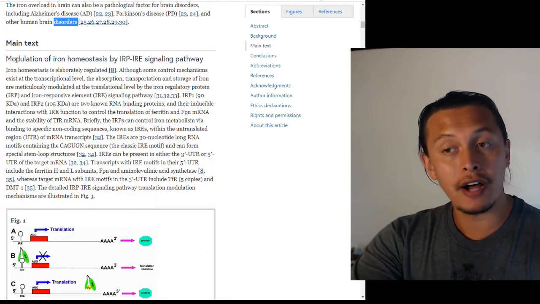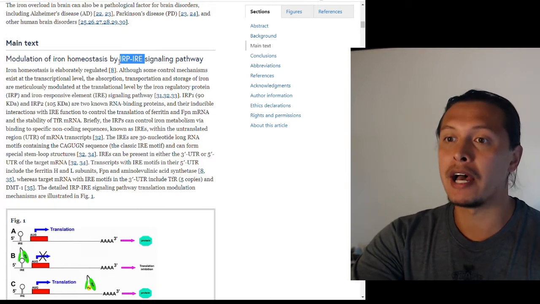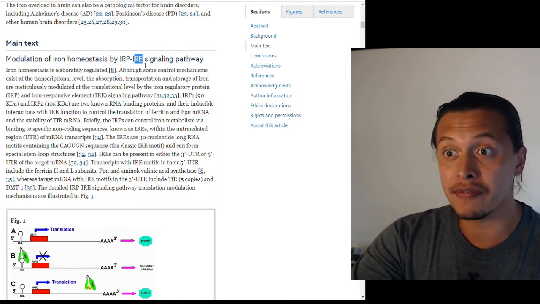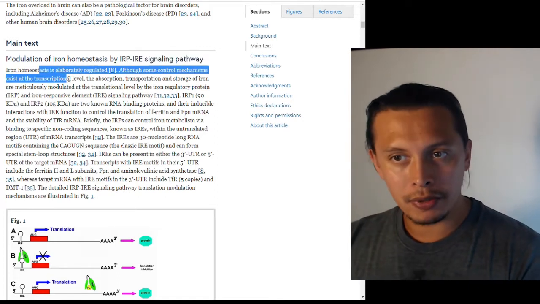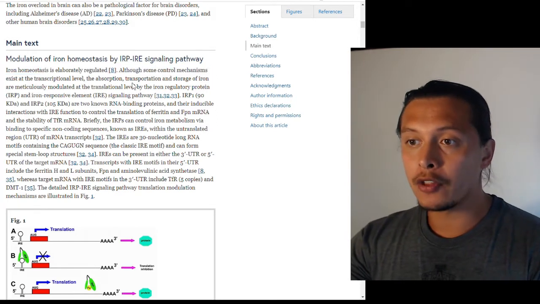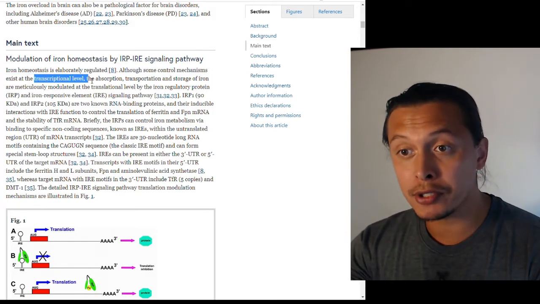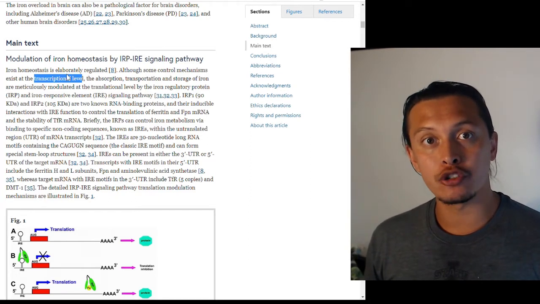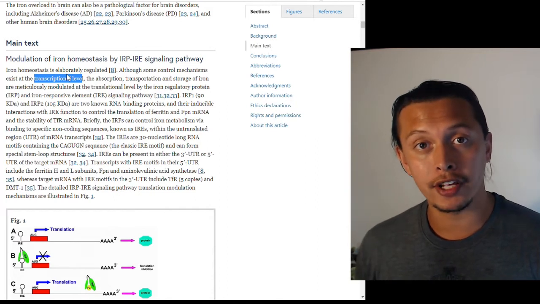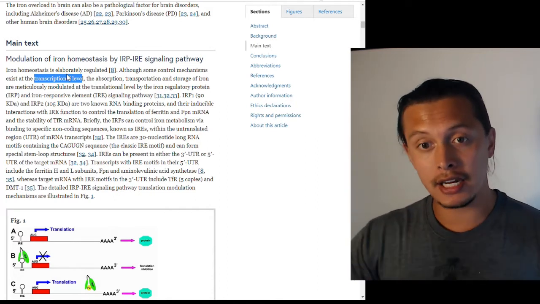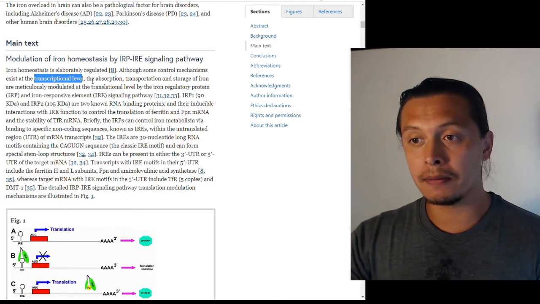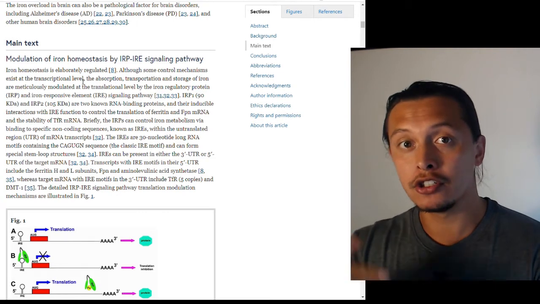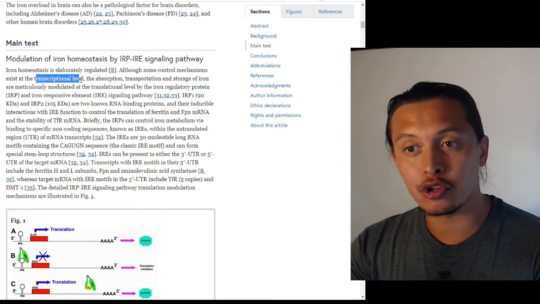Anyways, modulation of iron homeostasis in the IRP-IRE signaling pathway. So this is the iron regulatory protein and the iron responsive element signaling pathways. Iron homeostasis is elaborately regulated, although some control mechanisms exist at the transcriptional level. The transcriptional level is going from DNA being transcribed into RNA, right? So there is some regulation happening between DNA and RNA, but more of it is being done through the mRNA to the protein. Anyway, it can happen at the transcriptional level.